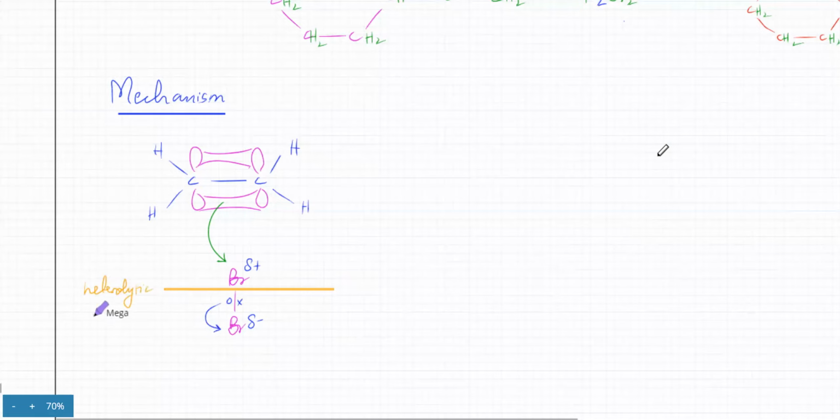Why is it heterolytic? Because both electrons in the bromine bond actually go to one of the bromines. So there's heterolytic fission happening and the bond is breaking off. So what's the next step? The next step is that you had a pi electron cloud, and let me draw that quickly.